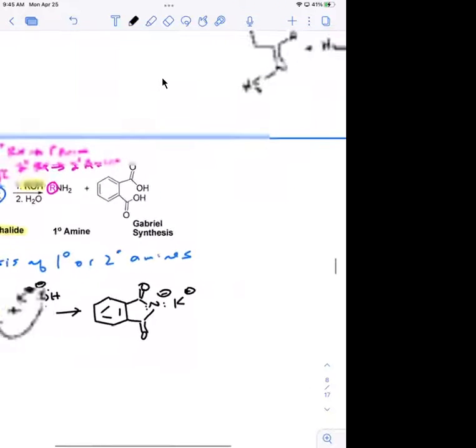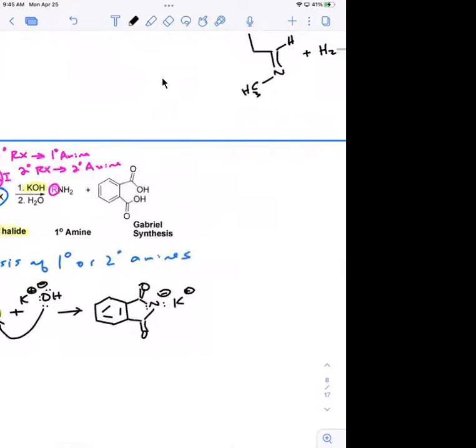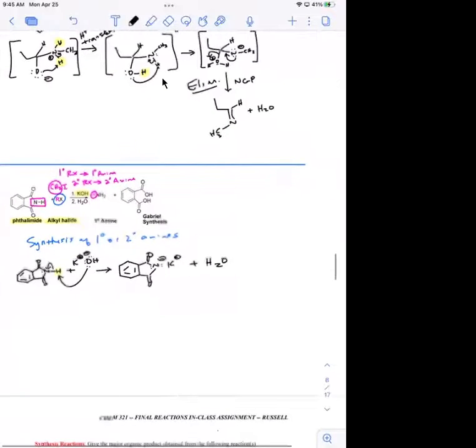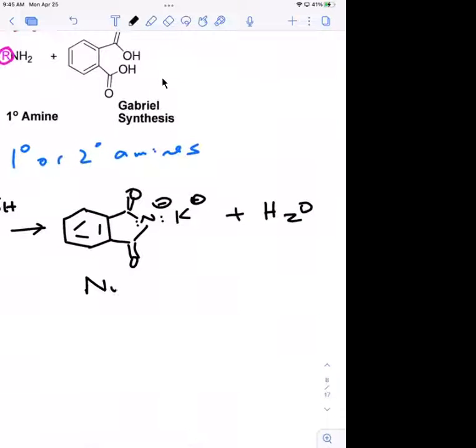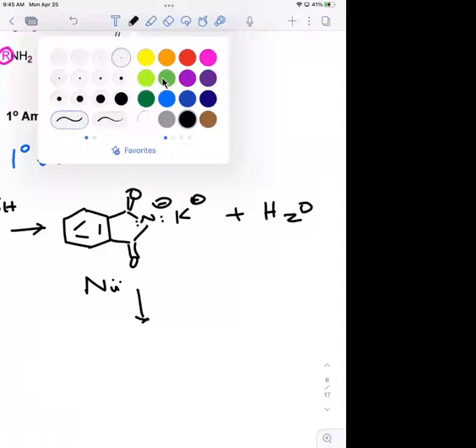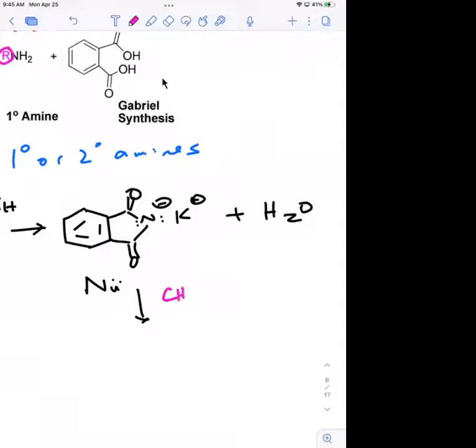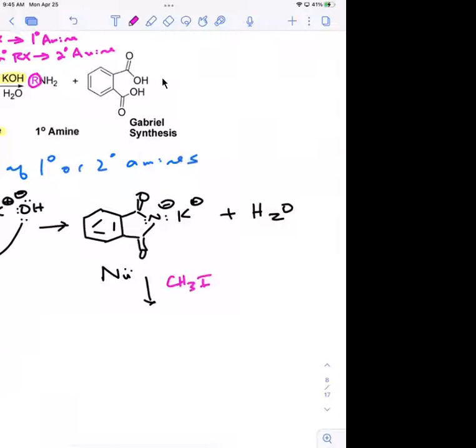So that's the salt there, right? And then plus water, right? Because the proton that came off of phthalimide is now going to end up with the hydroxyl group. So now this is my nucleophile, and I'm going to react that with the alkyl halide. So I'm going to say this is CH3I, right? This is, again, stuff that we've already learned.